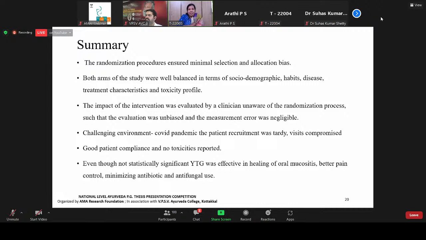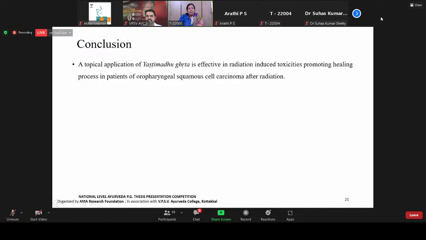This study was conducted in a totally challenging environment during the peak time of the COVID pandemic, and hence the recruitment was slow, it was tardy, and the visits were compromised. Even after all these challenges, we were able to recruit 32 patients and could ensure good patient compliance, and no toxicities were reported. Even though not statistically significant, Yashtimadughrida was effective in healing of oral mucositis, better pain management, and minimizing antibiotic and antifungal usage. This is my conclusion.